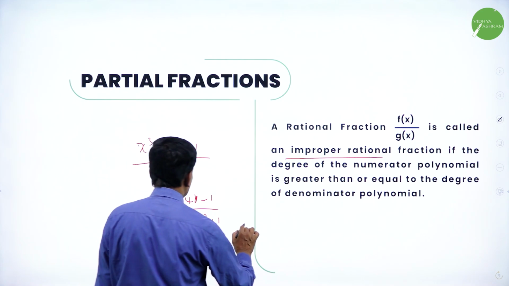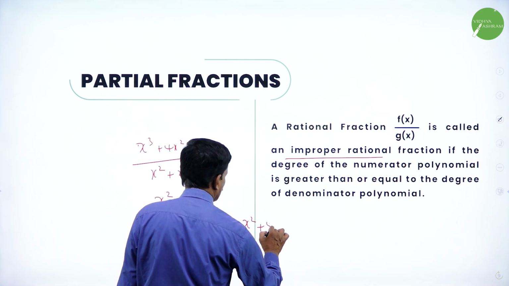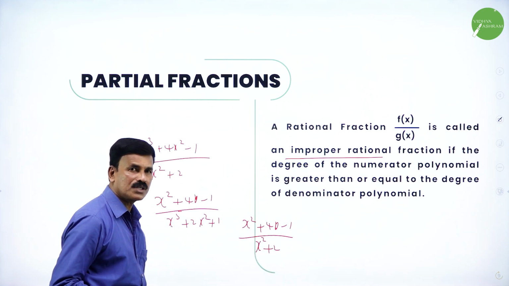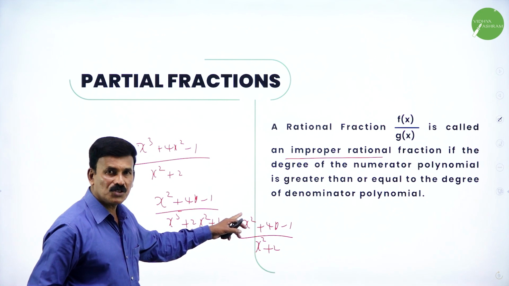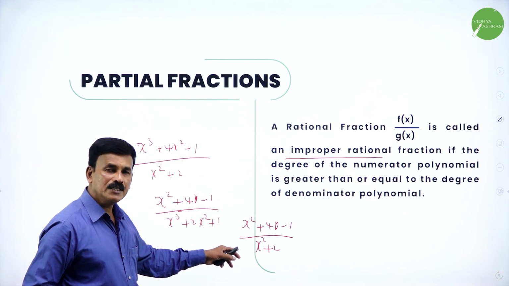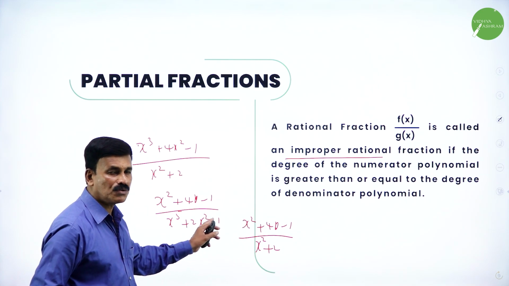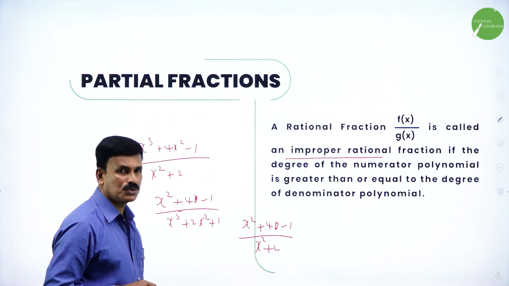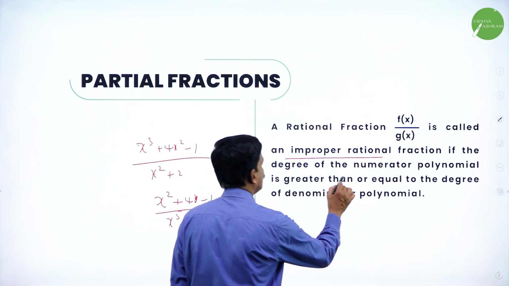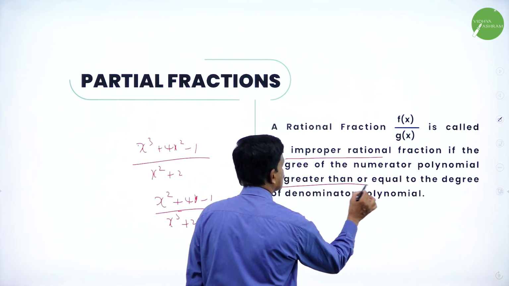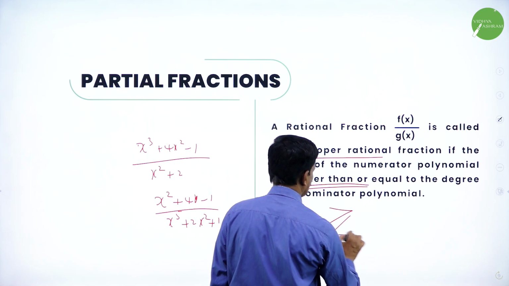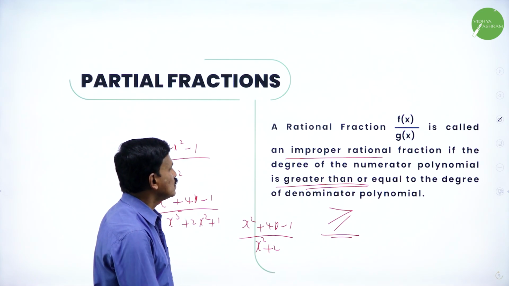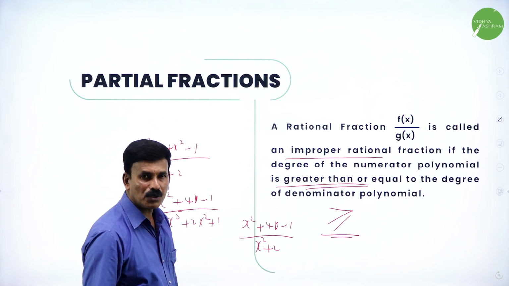Suppose it is like this, x square plus 4x minus 1 divided by x square plus 2. This is also an example of an improper fraction because the degree of x in the numerator is 2, and the degree of x in the denominator is also 2. So, what is the condition? The degree of the numerator must be greater than or equal to the degree of the denominator, then such a rational function is called an improper rational fraction.